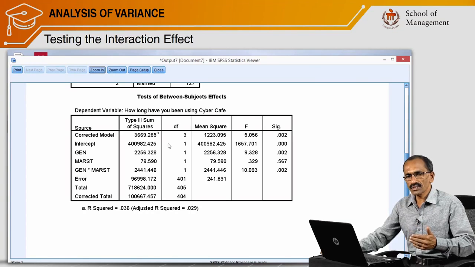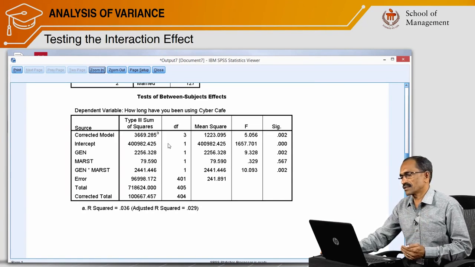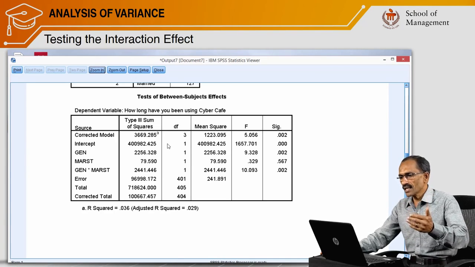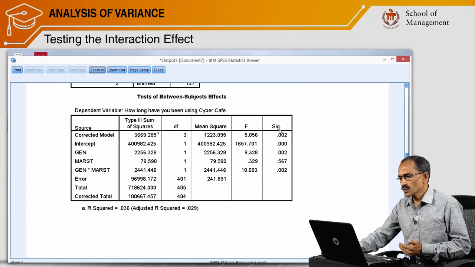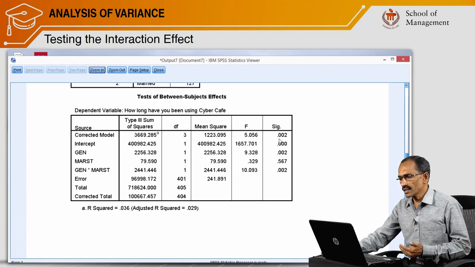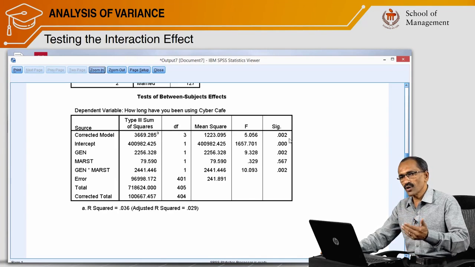Let us recall our null hypothesis. Our null hypothesis is that there is no interaction effect. What is meant by that? That is, gender and marital status don't interact to create an effect on the usage of cyber cafe or duration of visiting a cyber cafe. The significance value associated with the corrected model, which explains the total interaction, is 0.002, that is less than the threshold value of 0.05. So we can empirically reject the null hypothesis.